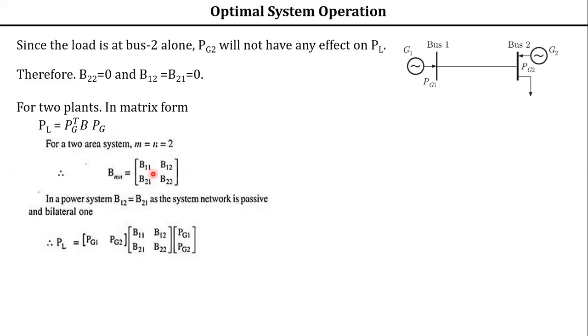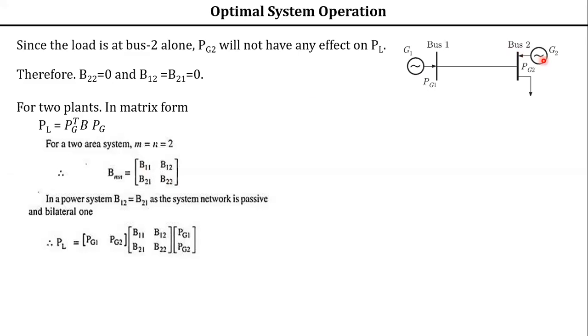In matrix form, how is it represented? PL equals PG transpose B PG. B is the matrix of loss coefficients. Because it is a two-plant system, B mn is B11, B12, B21, B22. These are the transmission loss coefficients. The unit of these loss coefficients will be megawatt inverse, that is, the reciprocal of your active power generation. Clear?